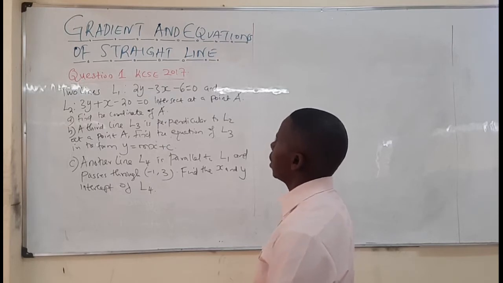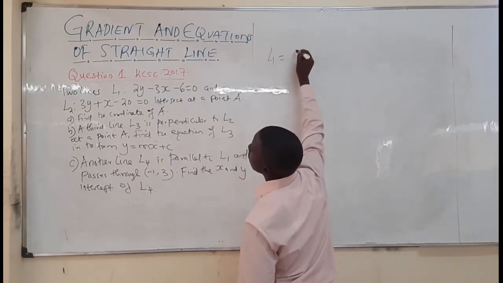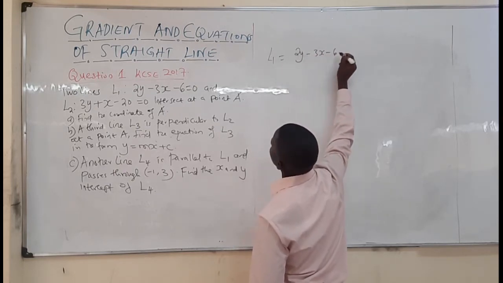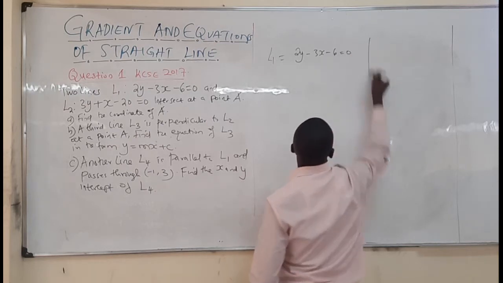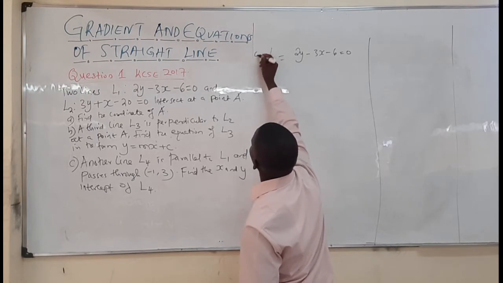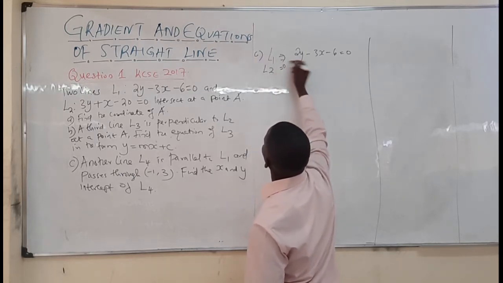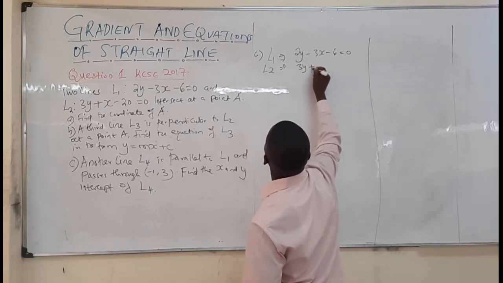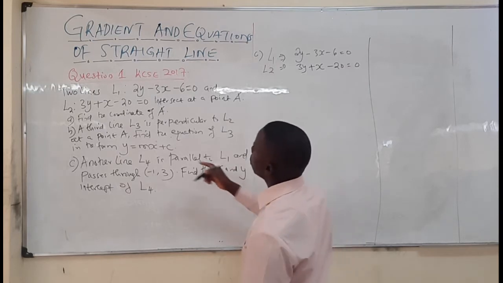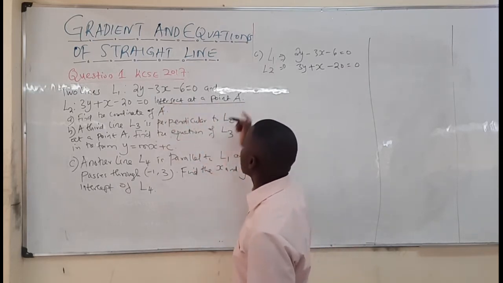The first one, we have two lines. Line 1 is given as 2y minus 3x minus 6 is equal to 0, and line 2 is given as 3y plus x minus 20 is equal to 0. We want to know where the two lines intersect. They intersect at point A.